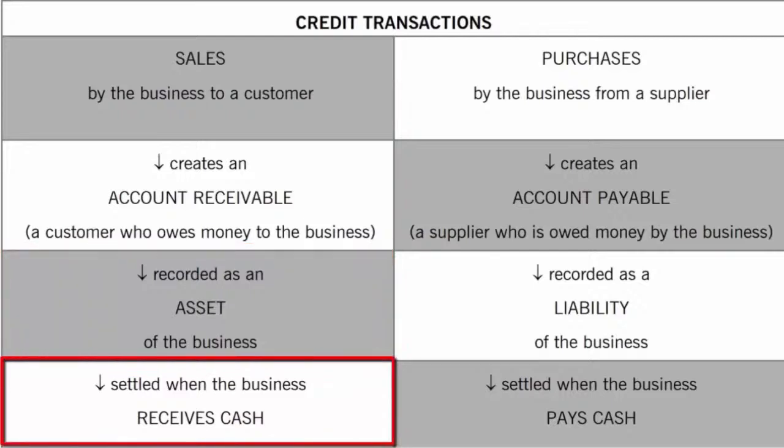4. When is it settled? This account is settled when the customer pays the money they owe. At that point, the business's cash increases and the accounts receivable decreases. Second column, purchases on credit.